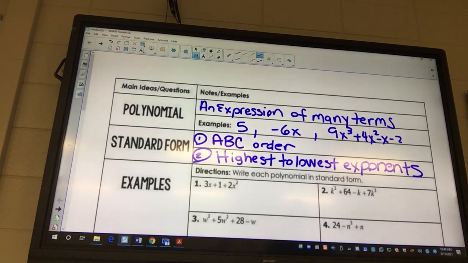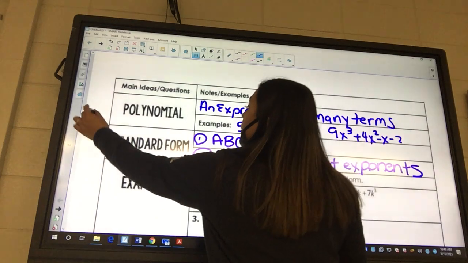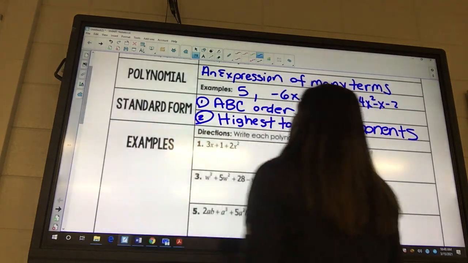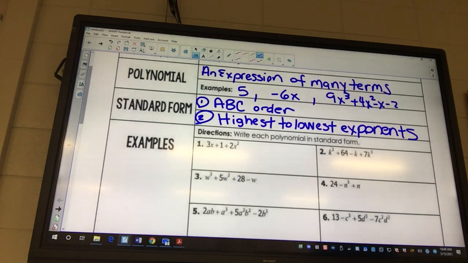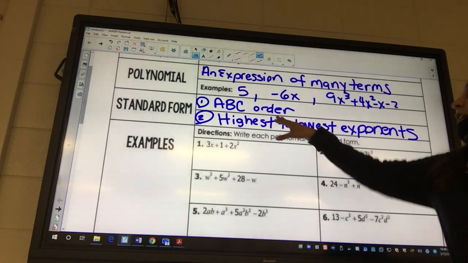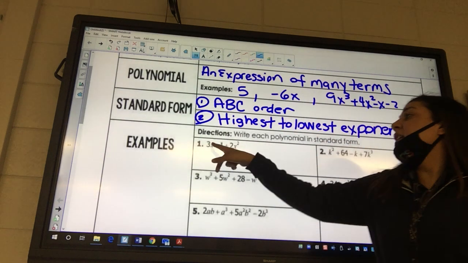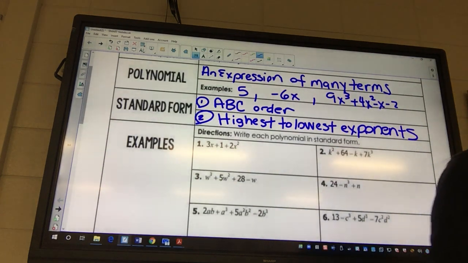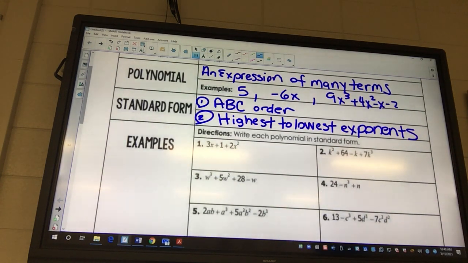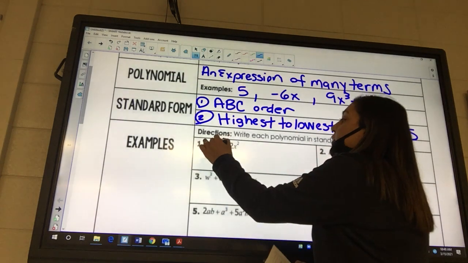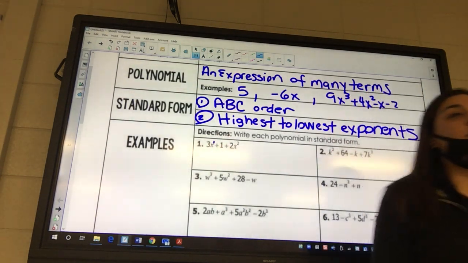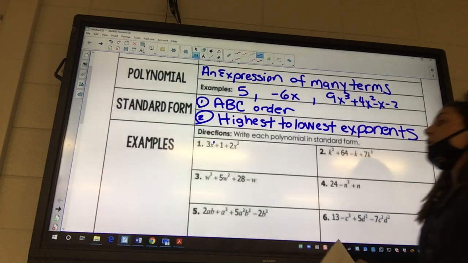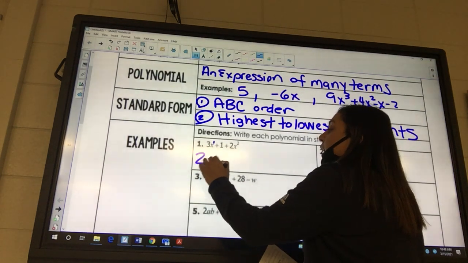Okay, so when we look at these ones, it says write each polynomial in standard form. A polynomial is anything with letters and numbers. So standard form says ABC order and highest to lowest. What is the highest exponent on here? An exponent is these little numbers. So we have a 1, no exponent, or a 2. What is going to be the highest one? 2. So the first thing you're going to write down is 2x squared.